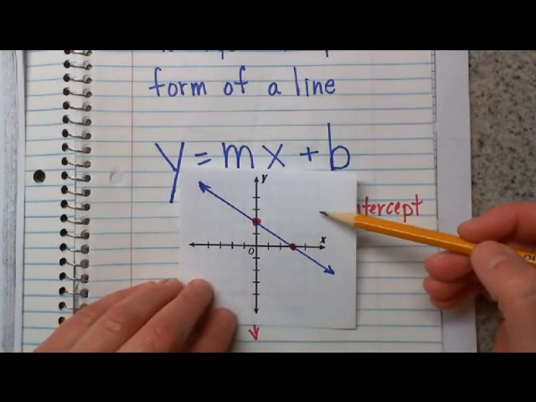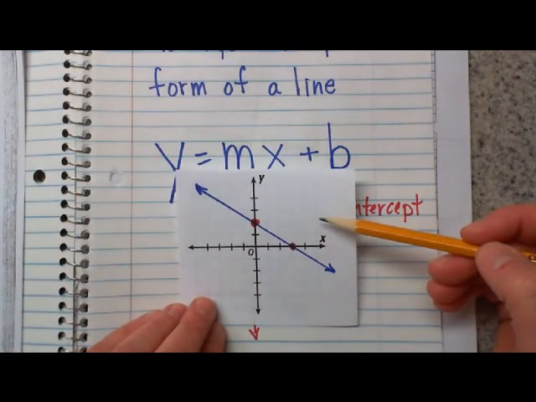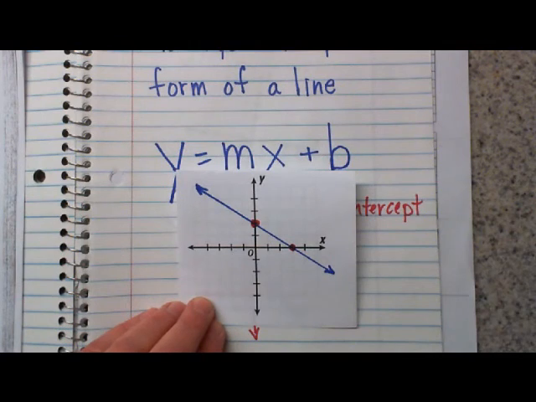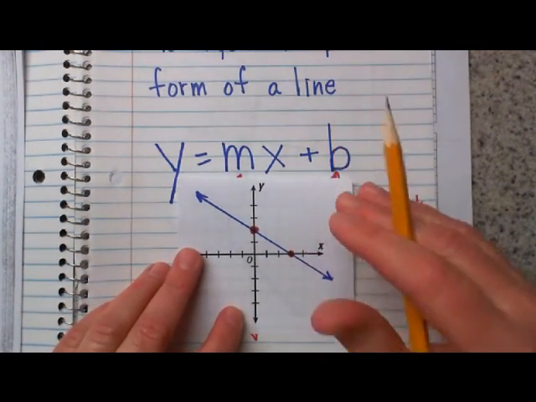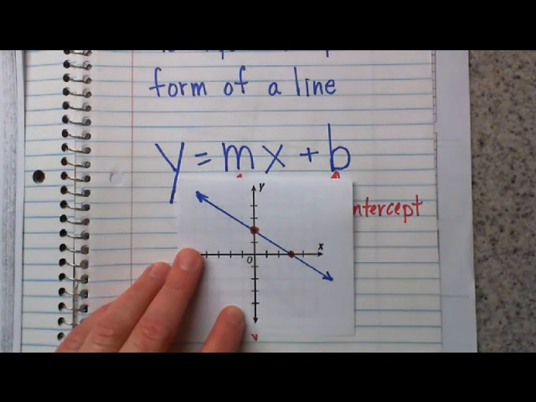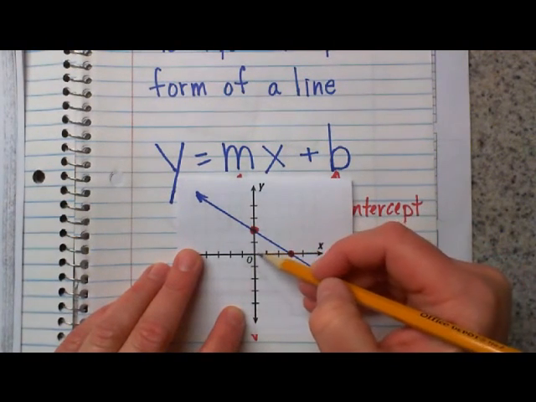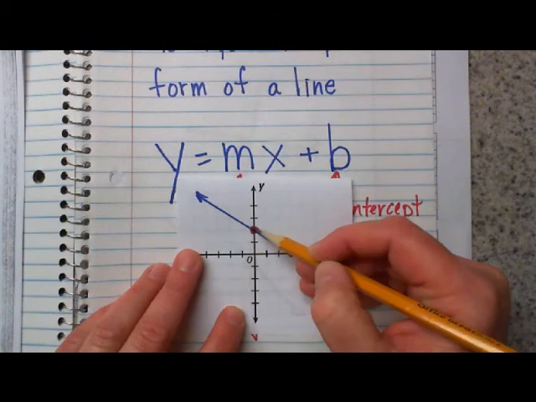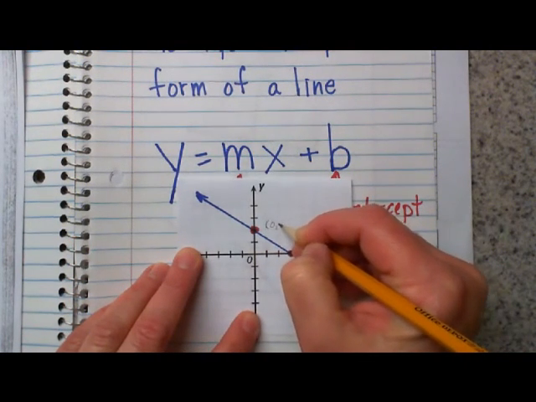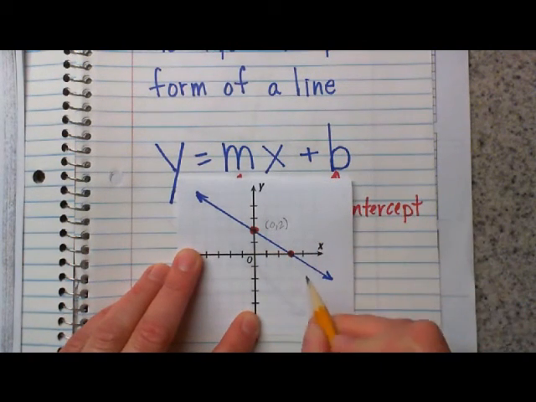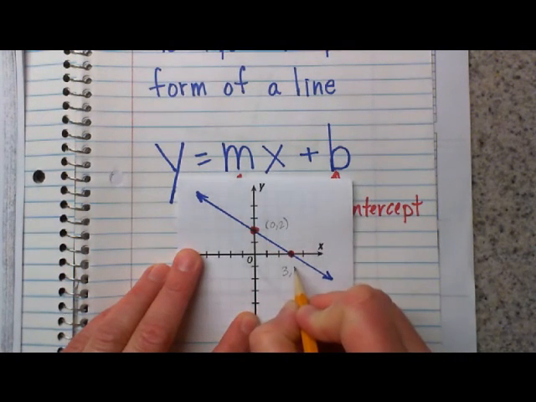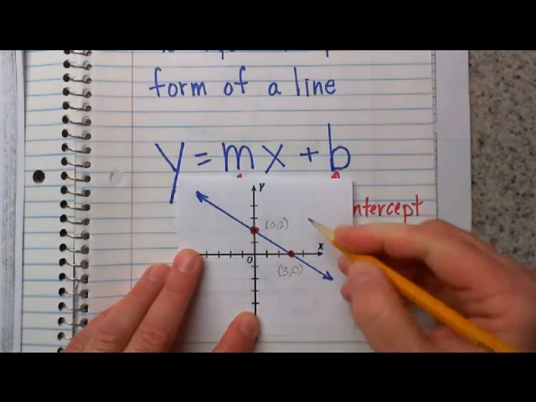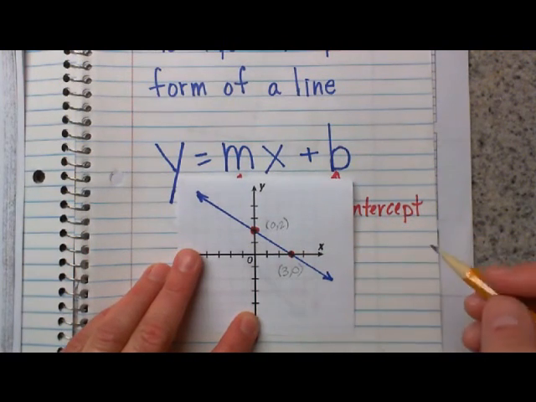Here's one of these little graphs that I gave you guys on Friday, so you could cut them out and put them in your notebook to make life a little bit easier. All I did was take this graph and put 2 points on it. I have the point 0, 2, and the point 3, 0.